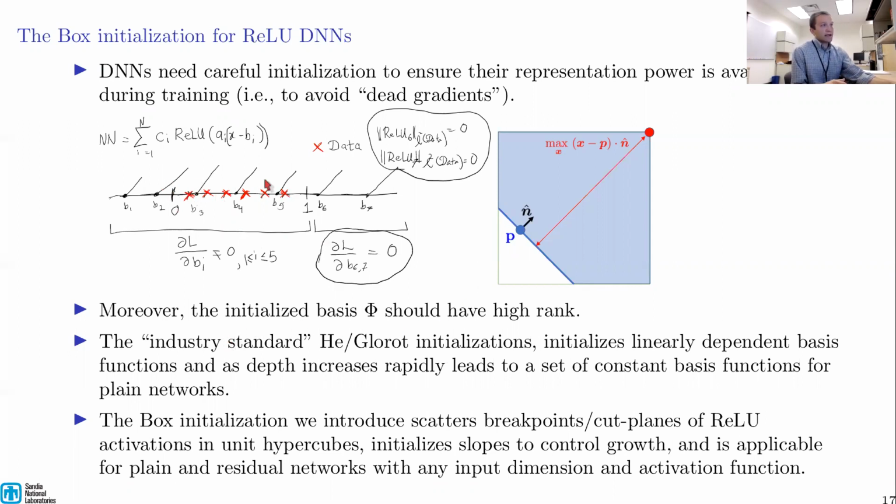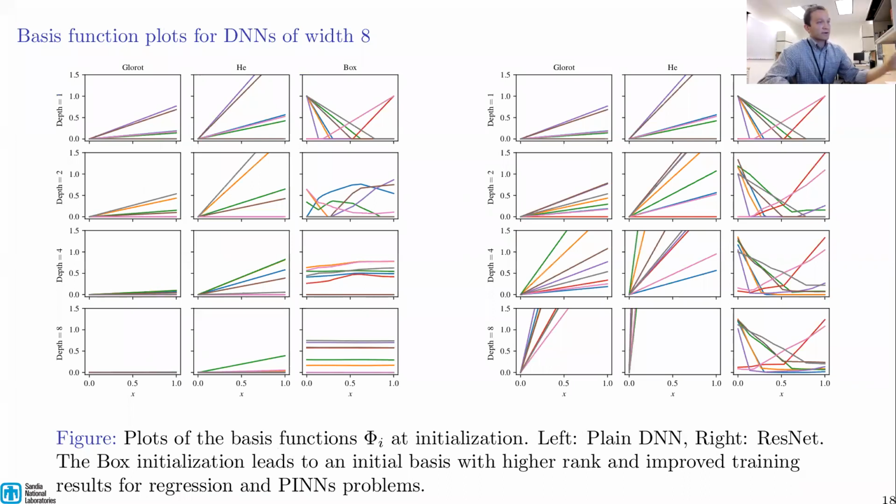Like I said, you want to scatter the biases randomly where you have data, or in higher dimensions, you scatter the cut planes of your ReLU function in whatever box you have your data in, and then you can control the slope to control the amplitude of your neural network. And that's the idea behind the box initialization. Without showing you the argument, it's a layer by layer initialization.